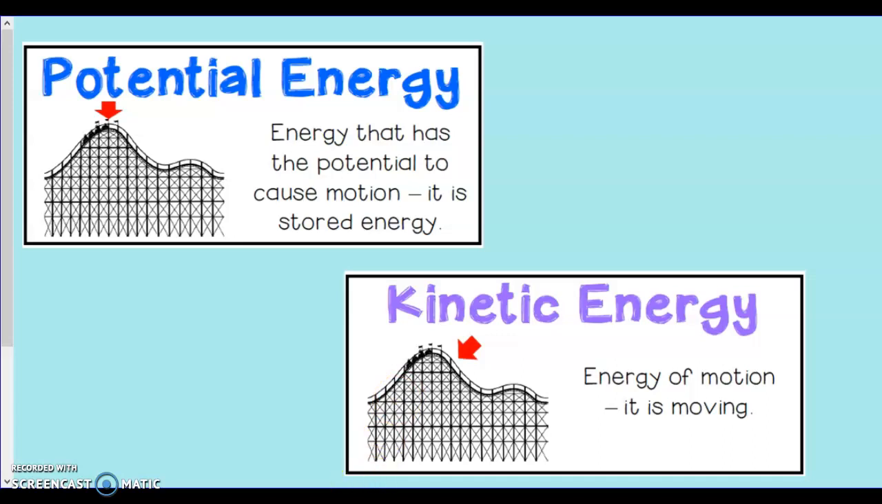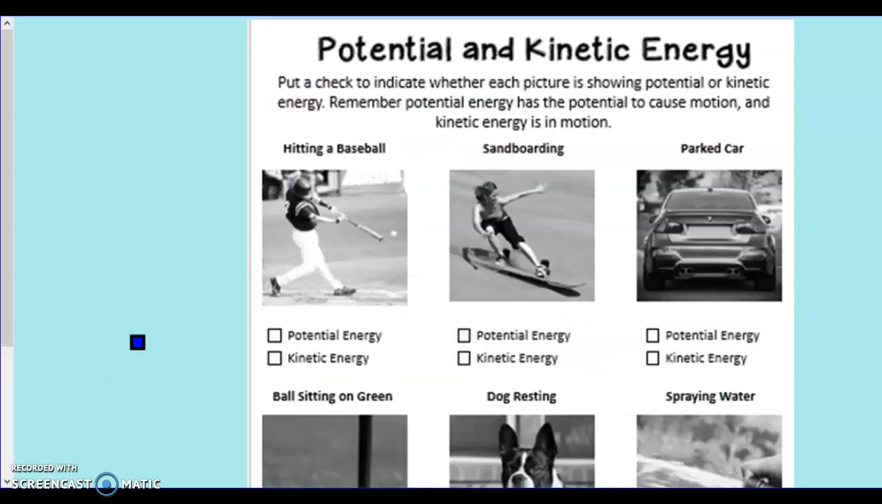So let's do a little exercise and practice this. You guys are going to think, and I'm going to try to read your minds to decide where to put these little boxes. We're not going to put a check, we're going to do a box. So potential and kinetic energy at the top. Put a check to indicate whether each picture is showing potential or kinetic energy. Remember, potential energy has the potential to cause motion, and kinetic energy is in motion.